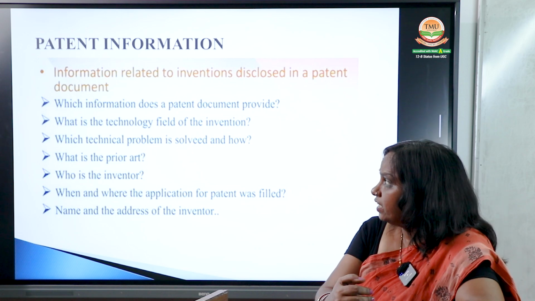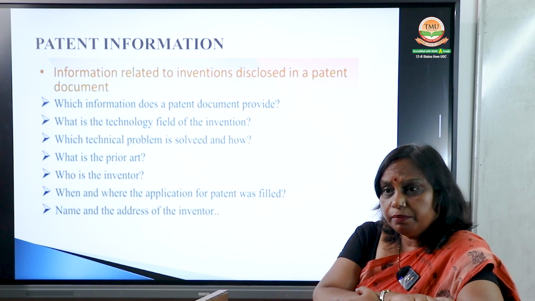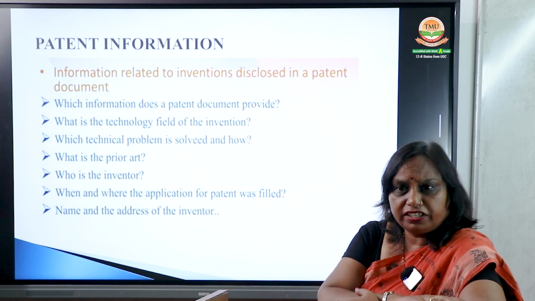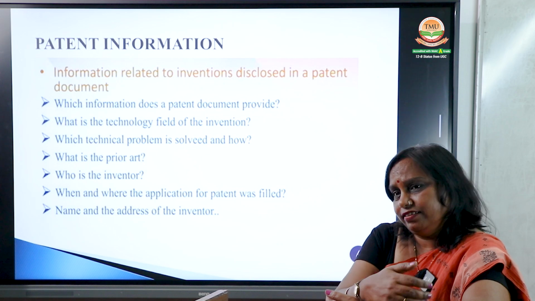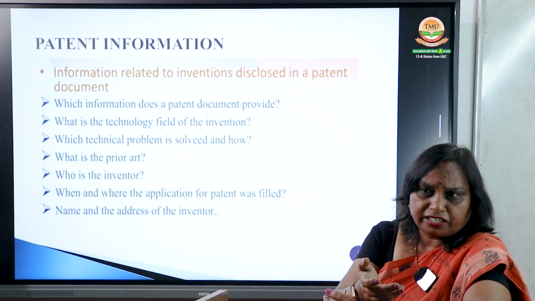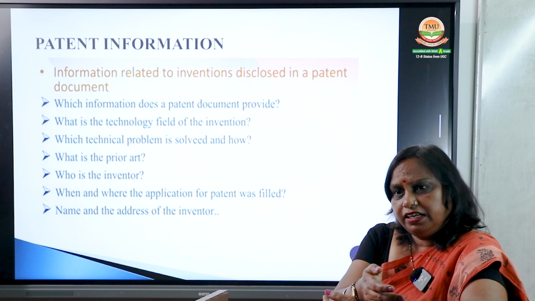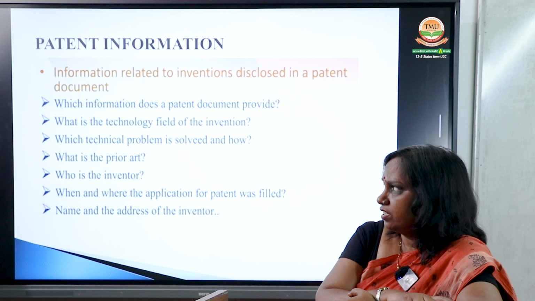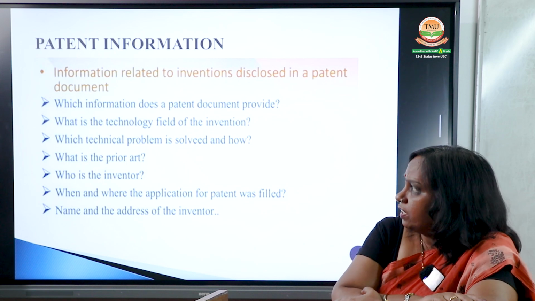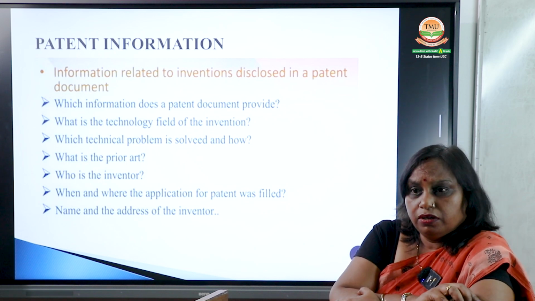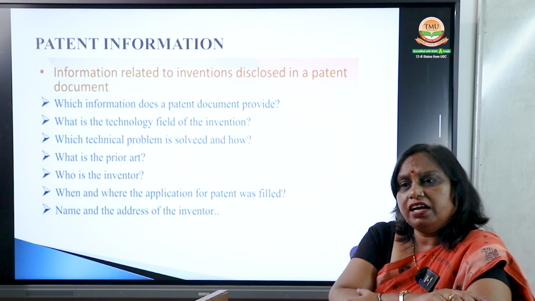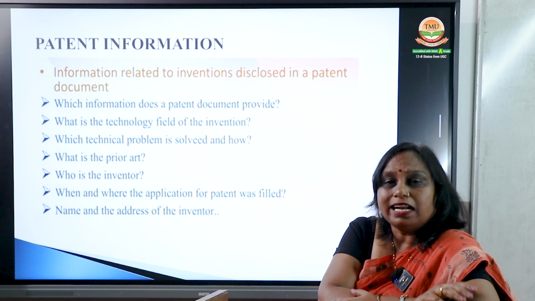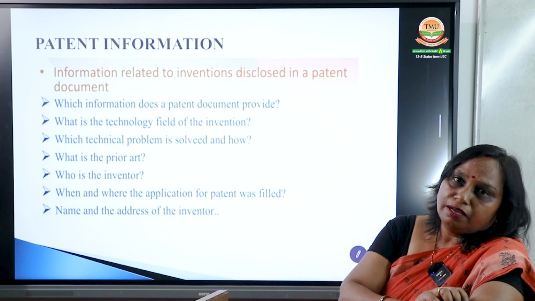Then what is the technology field of the invention? Means what technology you have used in your particular invention, whether it is a digital technology or whether it is any kind of process technology, manufacturing technology. It can be any technology with the help of which you have done that particular invention, that has to be mentioned. Then what technical problem is solved and how? Means what problem you have identified and what problem you are going to solve with that particular product or with that particular invention, that has to be mentioned.